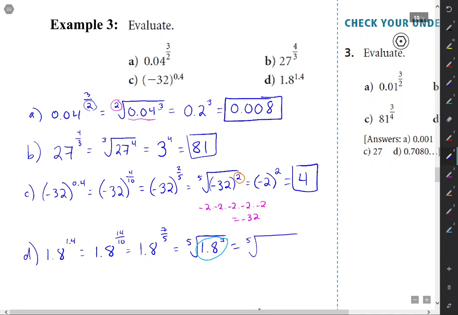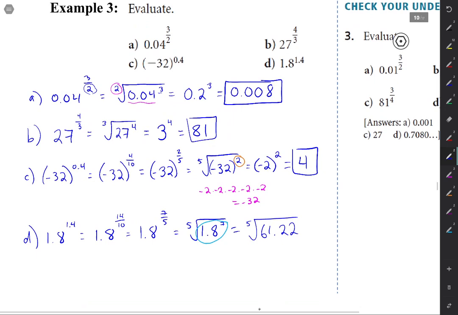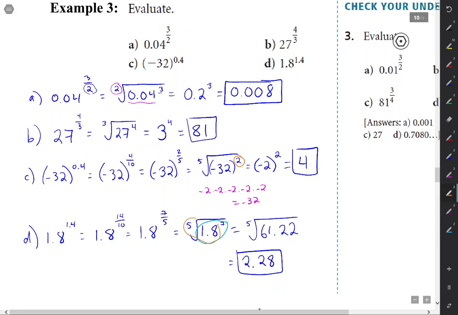So 1.8 to the power of 7 is 61.22. And like I said, I needed to use a calculator for this one, so I would not give you this on a test. And now I would do the 5th root of this number here. So the 5th root of 61.22 is equal to 2.28. And that's our final answer. If you did the 5th root of 1.8 first, instead of that power of 7, you would still get the exact same answer.